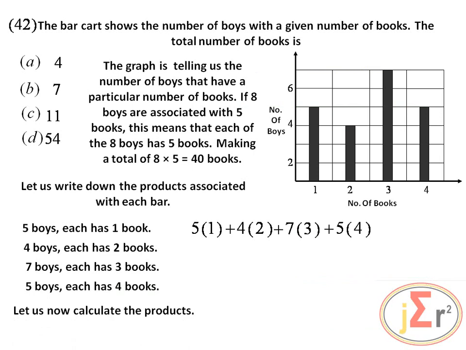Let us now calculate the products. So we have 5 multiplied by 1 is 5, 4 times 2 is 8, 7 times 3 is 21, and so on. 5 times 4 is equal to 20. Finish up by adding the numbers. That's all there is to it.